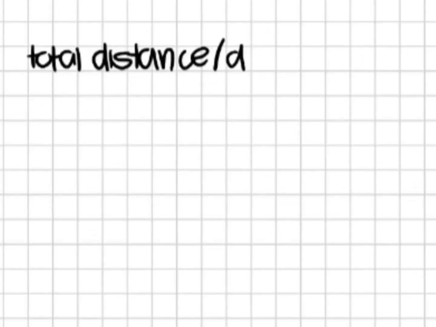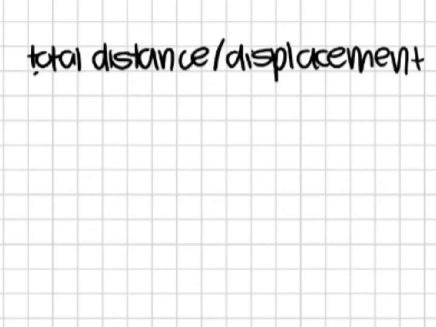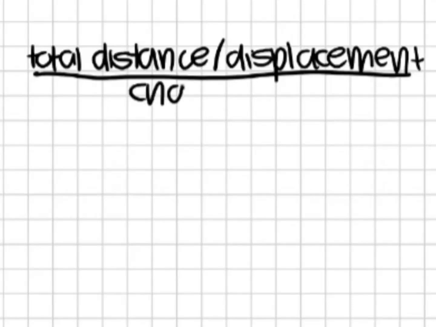Sorry, I previously forgot to mention, we can calculate average velocity and average speed by doing the total distance or displacement over the change in time. Because objects can have different speeds or different velocities at different points in time. But to find the average, it's just the total distance or displacement over the total time.